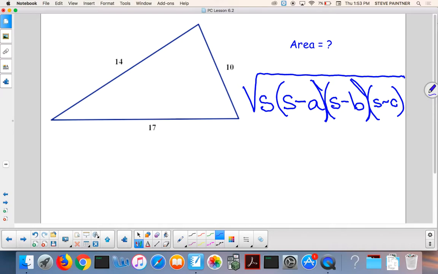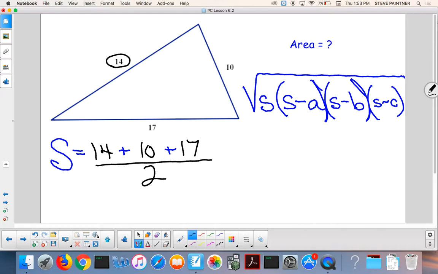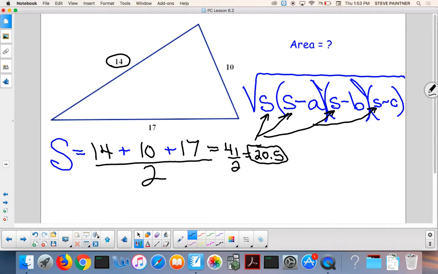Okay, what's half the perimeter? 20.5 I heard. Okay, let's check it out. 14 goes here, 10 goes here, 17 goes here, and take half of it. Just divide it by 2. Well, the top is what? 41 divided by 2. The answer is 20.5. So S, the half perimeter, would go here, here, here, here, and here. And then, of course, you got to put in the A's and B's and C's.